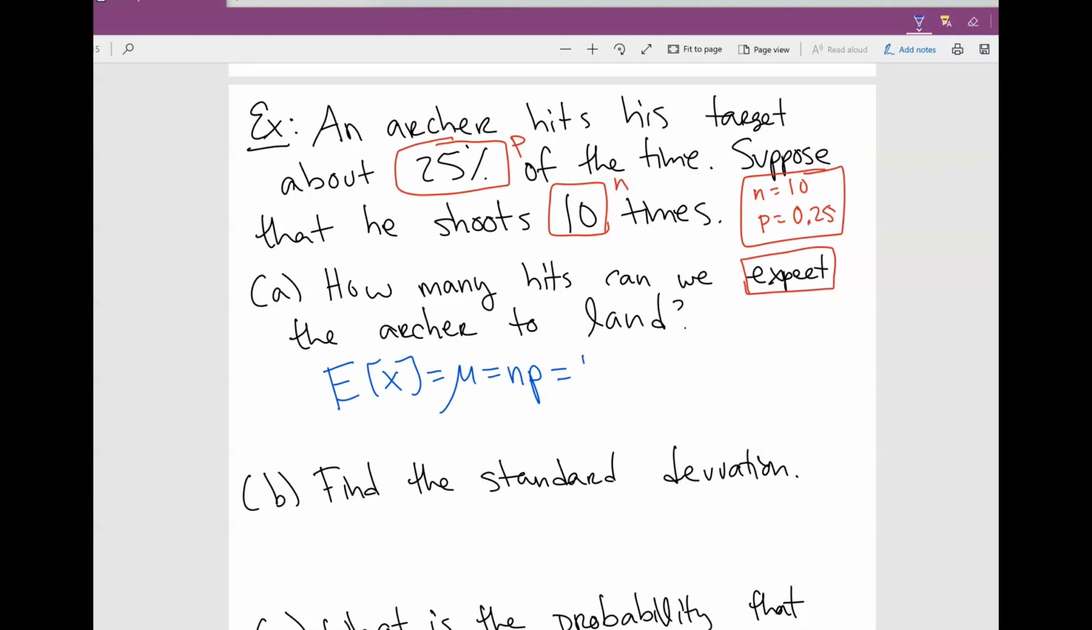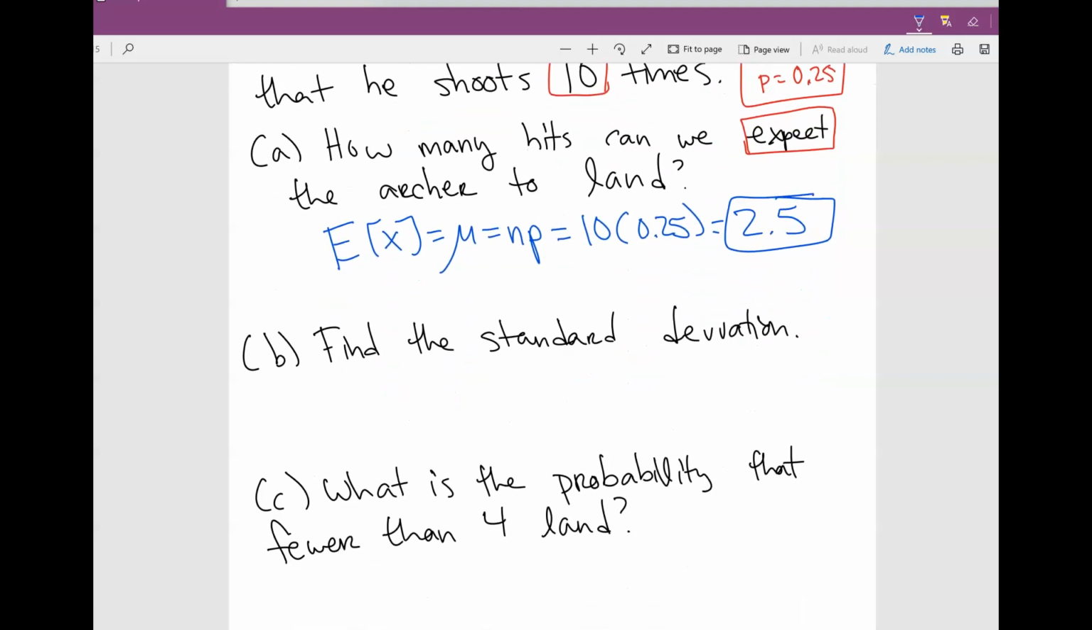In this case, n is equal to 10 and p is equal to 0.25. If we go to our calculator, 10 times 0.25 gives me 2.5. So he can expect to land about 2.5 arrows on his target. Let's go to the next problem. It says find the standard deviation. Well, we know the formula for the standard deviation.